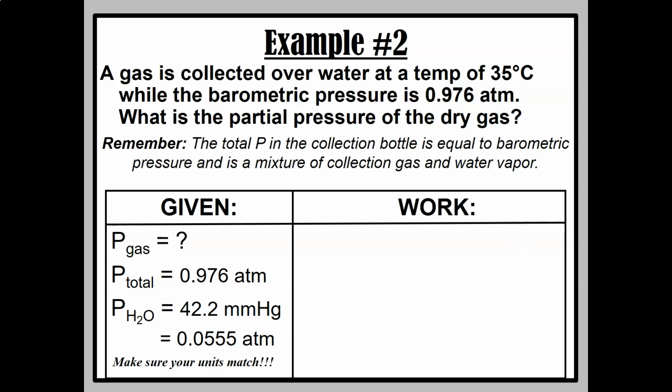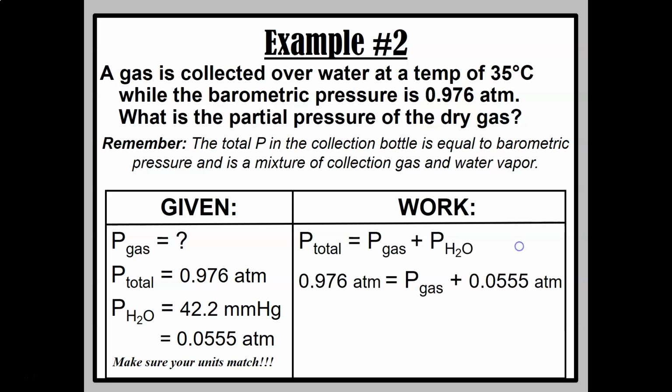We know that Dalton's law of partial pressure tells us that we have to add these values together to get the total. If I know the total and I know the water, I'm just going to subtract and I'll get the pressure of my dry gas. Okay?